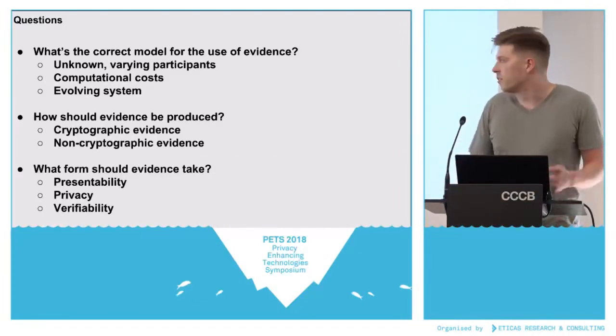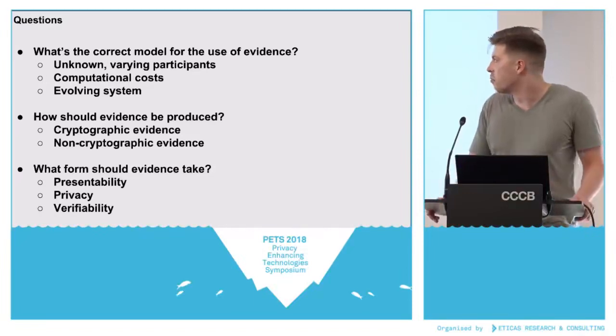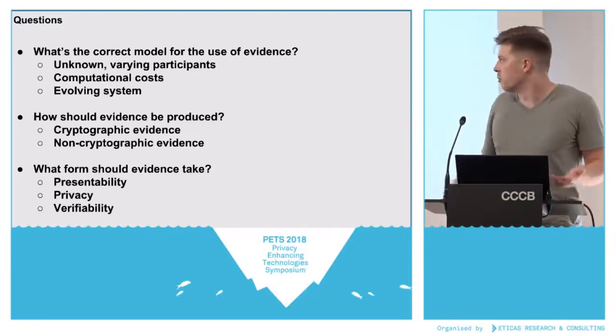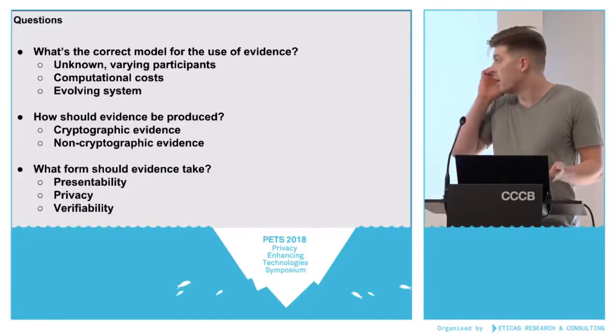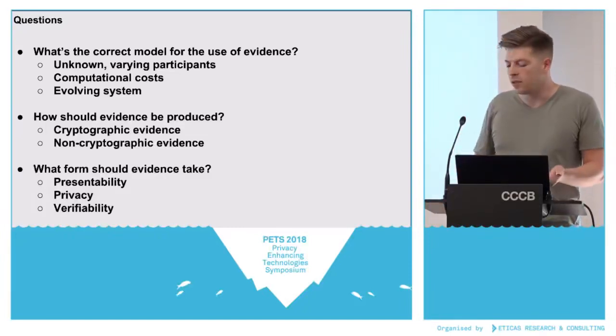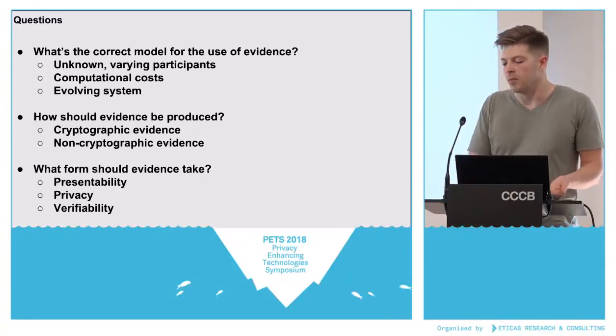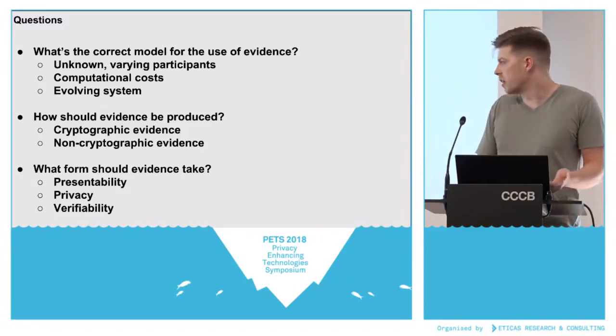So, getting to the end here, I'm just going to sum up more or less. You've got models: how do you deal with a lot of constraints, unknown varying participants, computational costs, evolving systems, which isn't just a replayed game. Producing evidence, cryptographic evidence obviously makes a lot of sense. It's non-repudiation, and so on. But what about non-cryptographic evidence, which might also be acceptable for some cases and might be more sensible, especially in the context of forms of evidence.